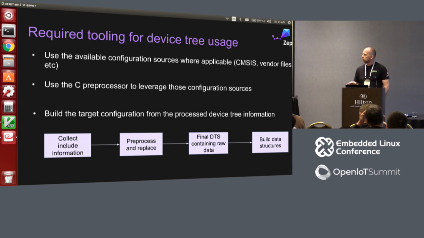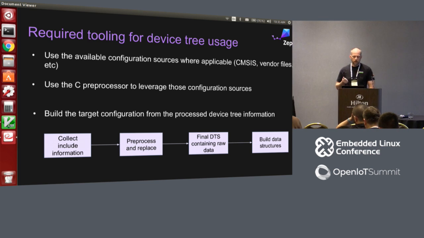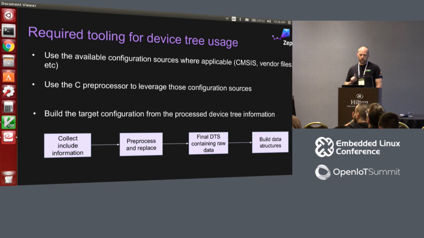So you're going to start basically with collecting a lot of information. You're going to have a device tree source, which may include some files that exist elsewhere, whether it's a SoC file or a vendor file. You're going to want to process that like Linux does with the C preprocessor to replace a lot of the macros that you may use in the device tree file. And then lastly, you're going to get some output that you're going to have to use to build your include information and/or device structures, if that's what you want to do.